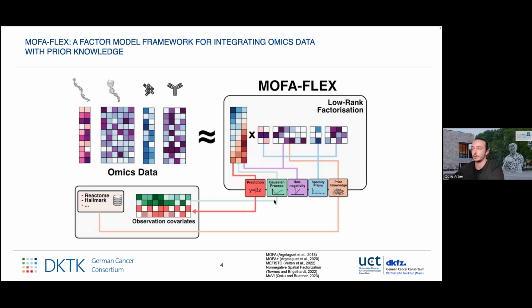Another thing that we've introduced is integration of spatial and/or temporal information based on a GP prior, which makes the assumption that samples that are close to each other, for example, cells that are close to each other, are expected to also be similar to each other in the latent space that is inferred by the model.